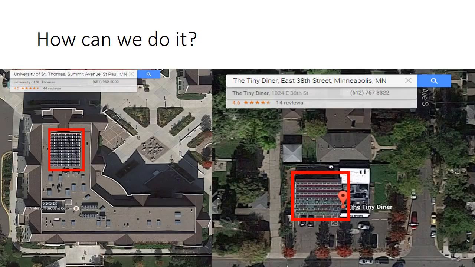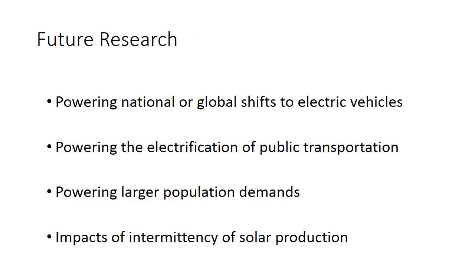How can we install solar panels onto these impervious surfaces? You can see from the picture on the left that the University of St. Thomas in St. Paul, Minnesota, has installed solar panels on the roof of our student center to generate electricity. The picture on the right shows the Tiny Diner in Minneapolis, which has installed solar panels over top of their eating area. And this raised area would be easy to install over parking lots and other types of impervious surfaces.